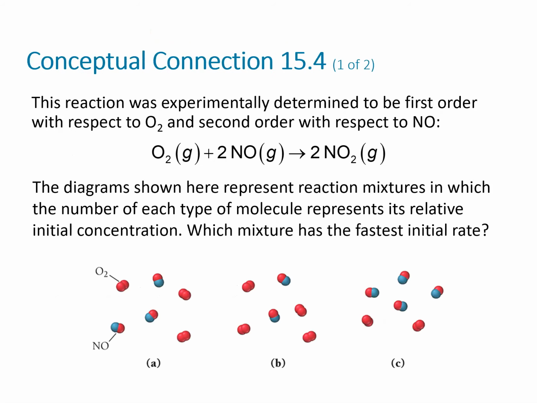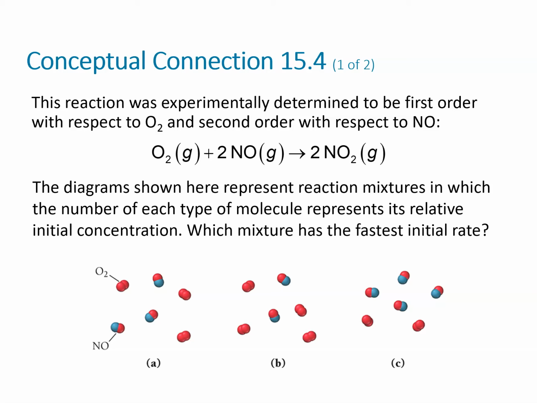Oh, here's a nice easy one, a little concept check-in. This reaction was experimentally determined to be first order with respect to oxygen and second order with respect to nitric oxide, or nitrogen monoxide. The diagrams shown here represent reaction mixtures in which the number of each type of molecule represents its relative initial concentration. Which mixture has the fastest initial rate?